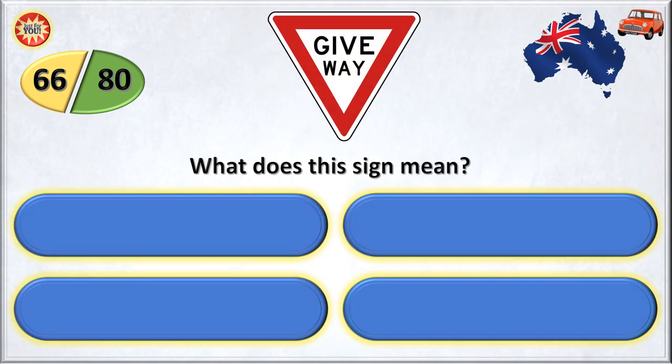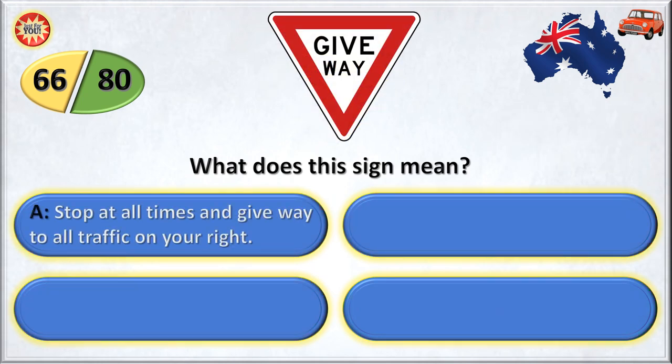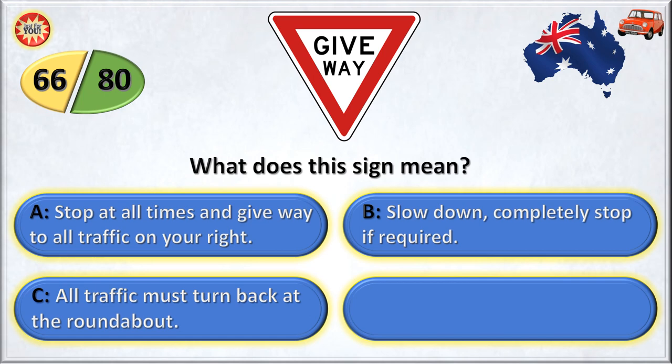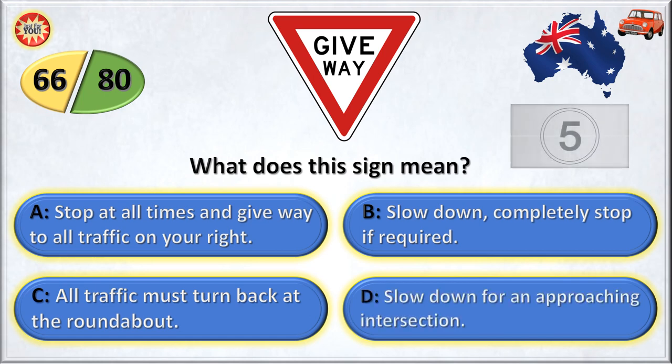What does this sign mean? Stop at all times and give way to all traffic on your right. Slow down, completely stop if required. All traffic must turn back at the roundabout. Slow down for an approaching intersection. Slow down. Completely stop if required.